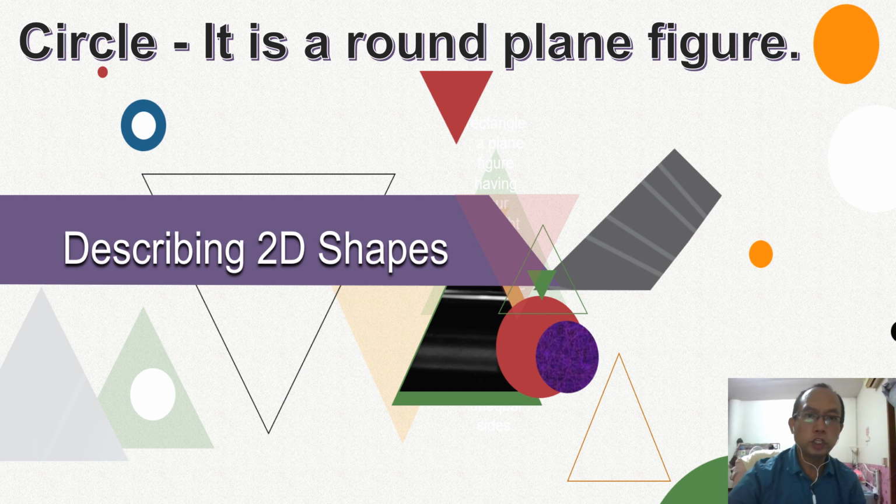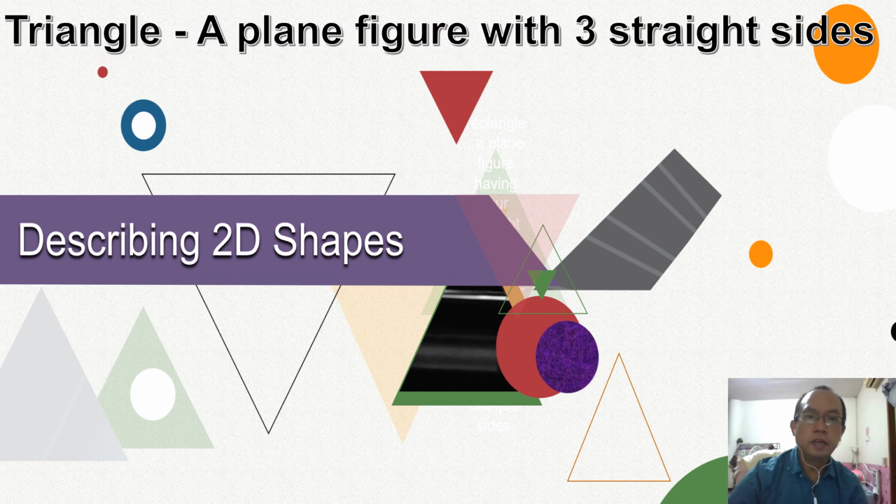Alright, next question is, what can you say on those figures that you named? First, someone says a circle. So what is a circle? It is a round, plain figure. That's right. Next is a triangle. What is a triangle? It is a plain figure with 3 straight sides. Nice answer.